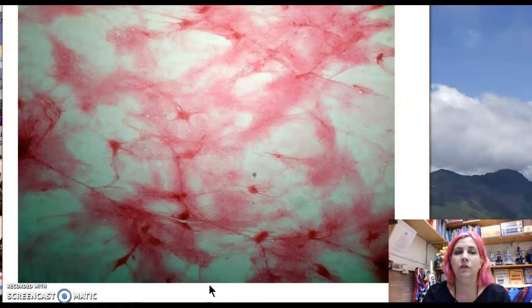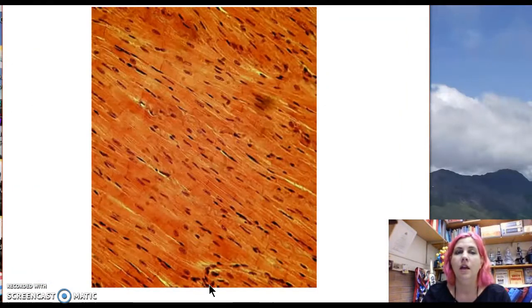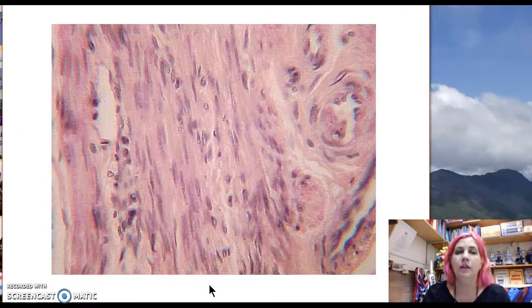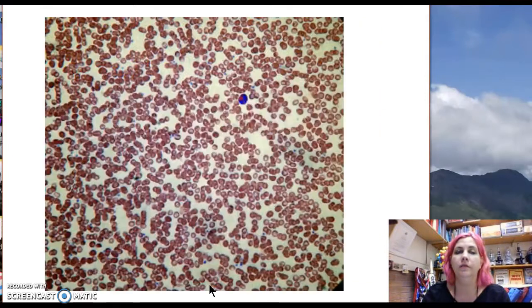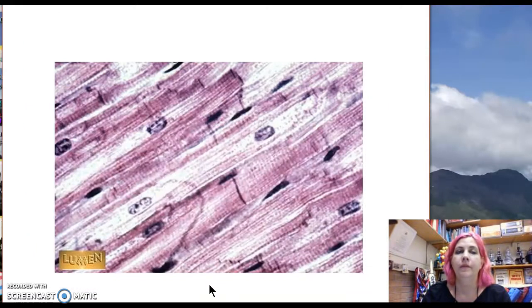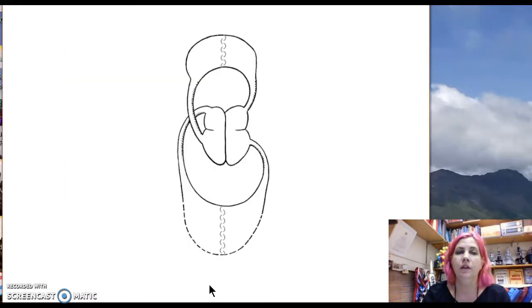This tissue sample is nervous tissue. This tissue sample is striated or skeletal muscle. This tissue sample is cardiac muscle. This tissue sample is bone tissue. This sample is smooth muscle. And this is blood. This is columnar epithelium. And this is cardiac muscle. This is fat tissue.